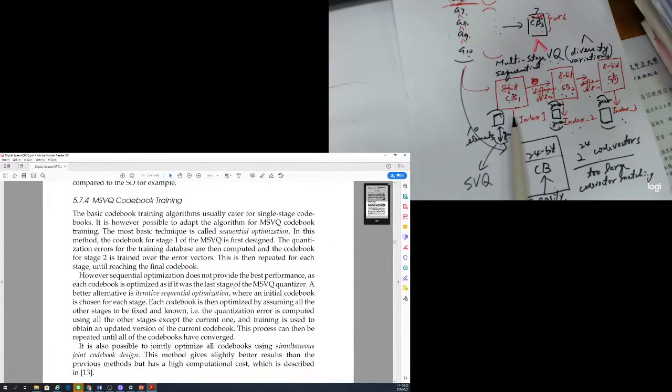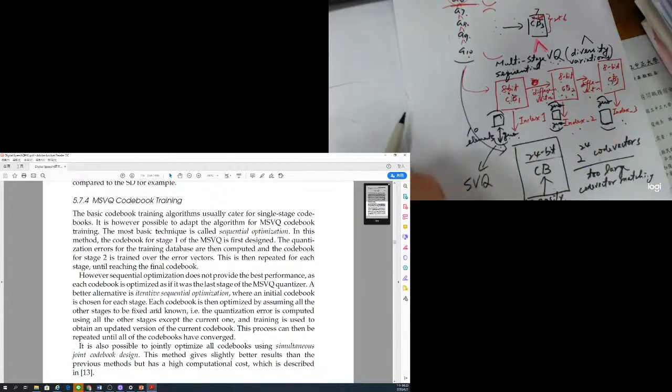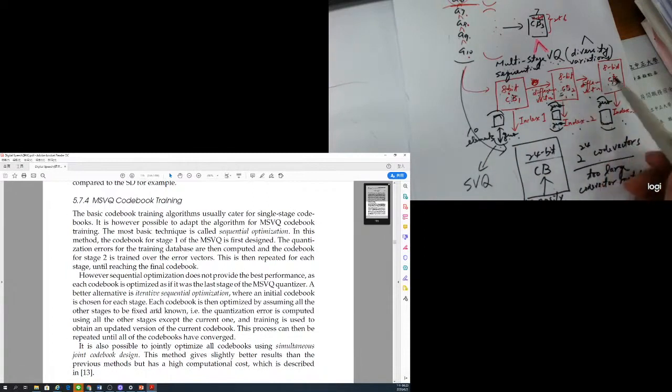So you can see we are at the finish. We can consider providing a better alternative: iterative sequential optimization. When the initial codebook is chosen for each stage, each codebook is then optimized by assuming all other stages are fixed. So first it is sequential, and the second time we consider the other two as fixed.